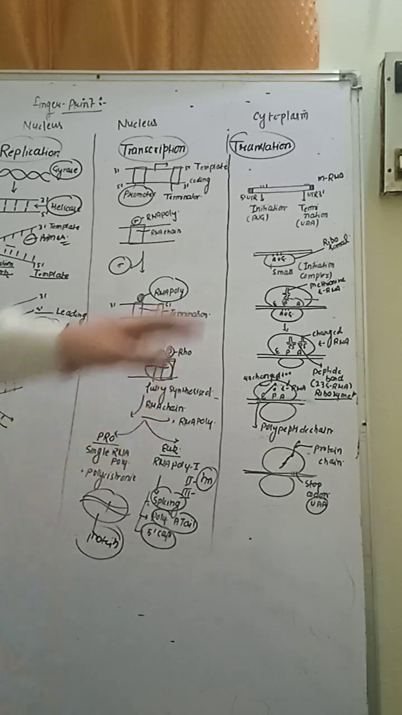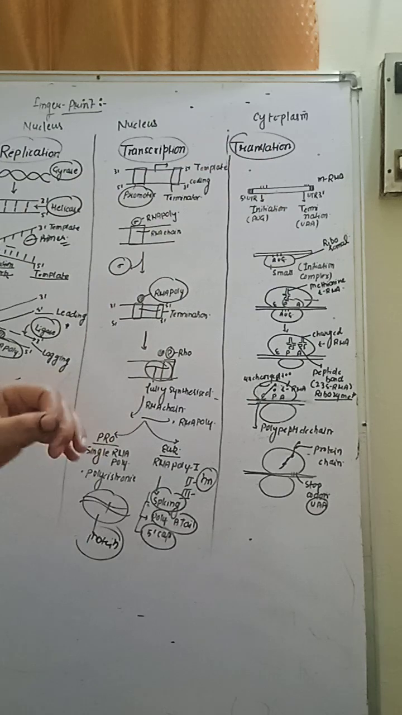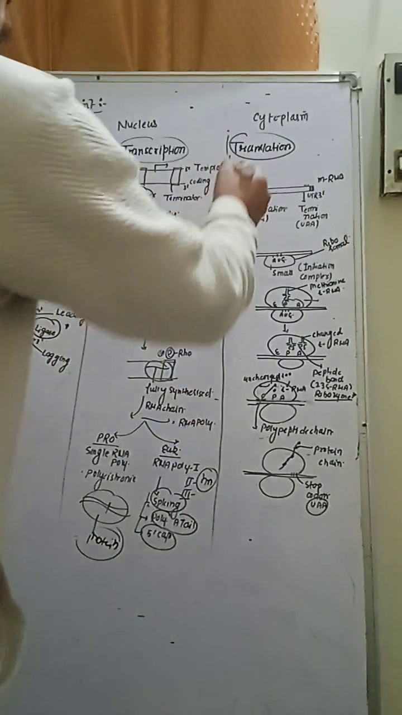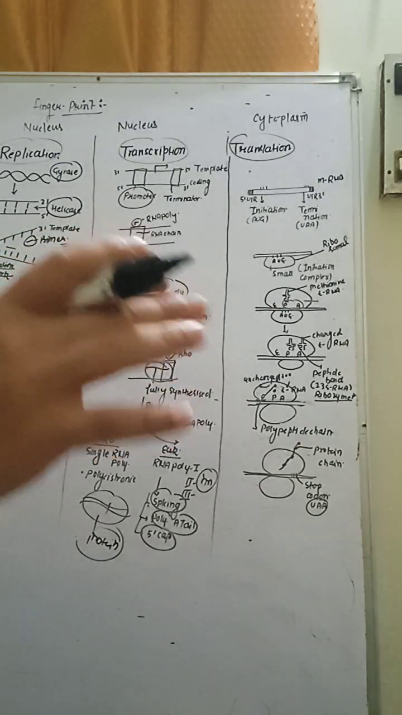Okay, dear student, the last step is translation. So in translation, what happens? The synthesis of a polypeptide chain by the addition of amino acids. There are 20 amino acids.